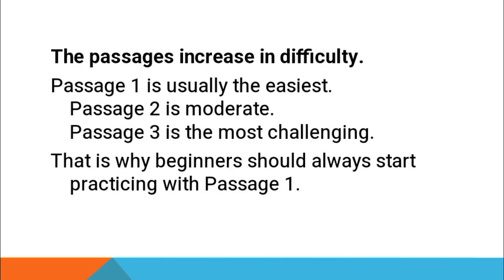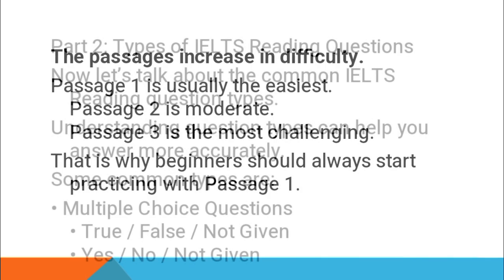The passages increase in difficulty. Passage 1 is usually the easiest. Passage 2 is moderate. Passage 3 is the most challenging. That is why beginners should always start practicing with passage 1, because passage 1 is usually the easiest passage.